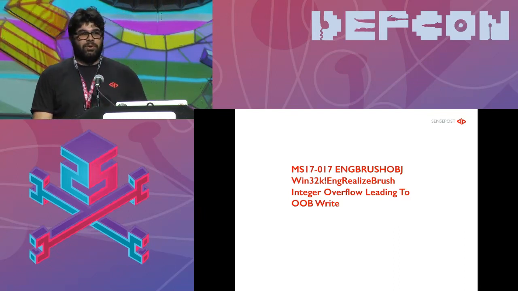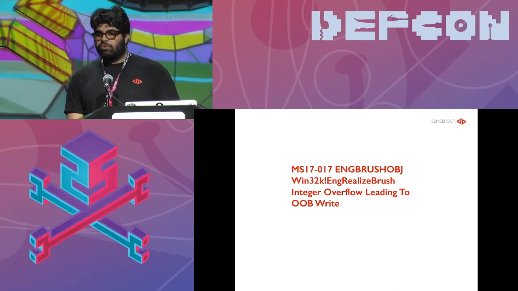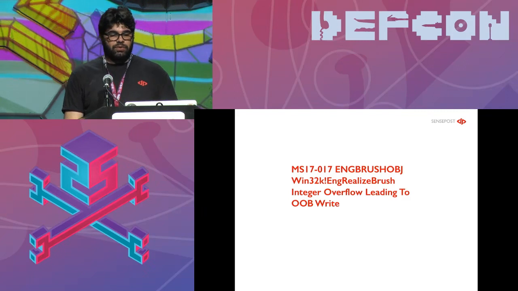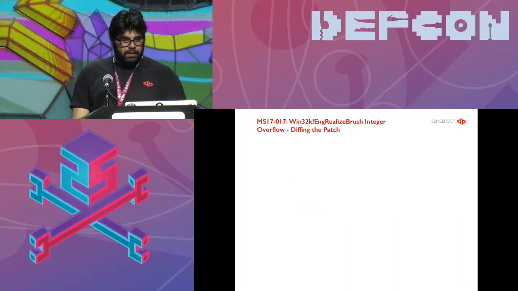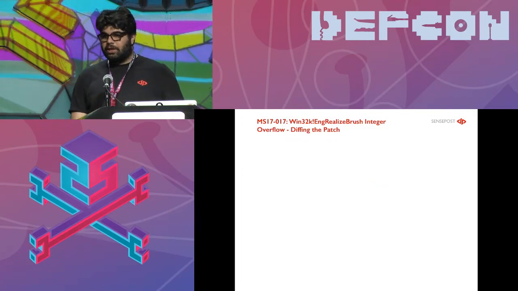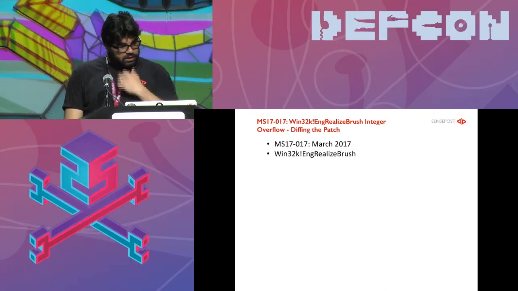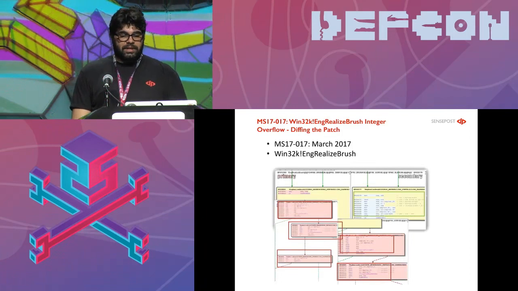It affects all versions of Windows, but I found it very difficult to exploit on 64-bit ones, so I was only able to exploit it on Windows 7 SP1 x86, and the vulnerable function is UnrealizeBrush, and the type of the vulnerability is an integer overflow that leads to an out-of-bounds write. First of all, the first step that I took to analyze this kind of exploit is to actually diff the patch that was released back in March 2017. This is the vulnerable function, UnrealizeBrush, and this is the patch.